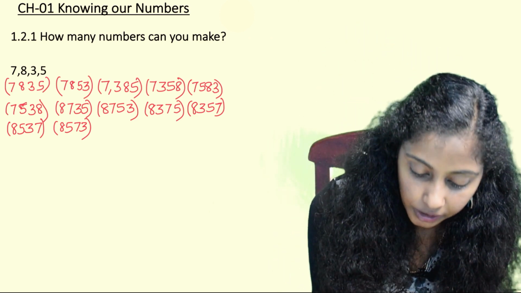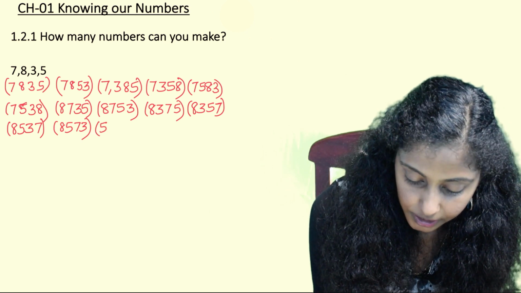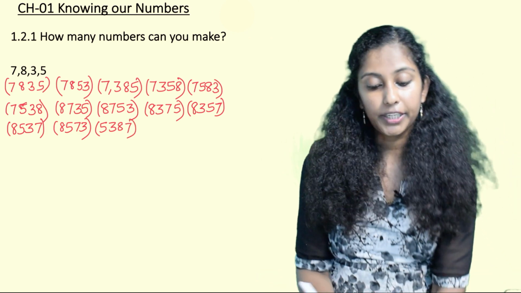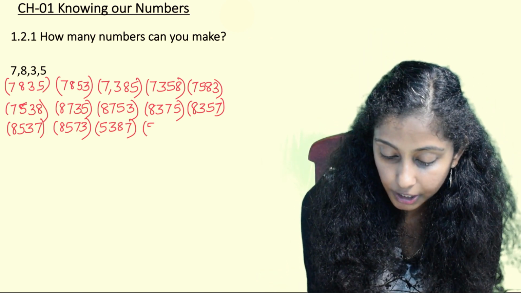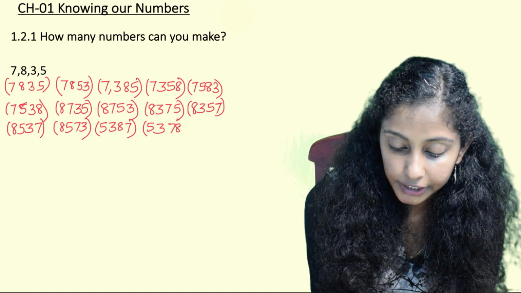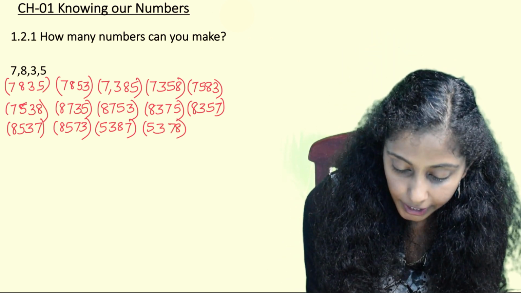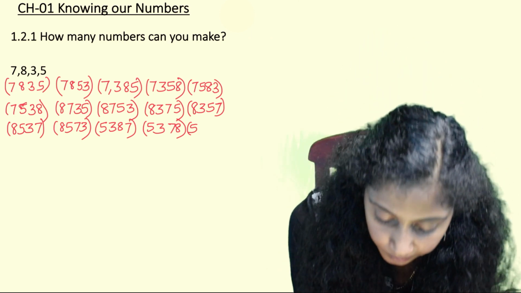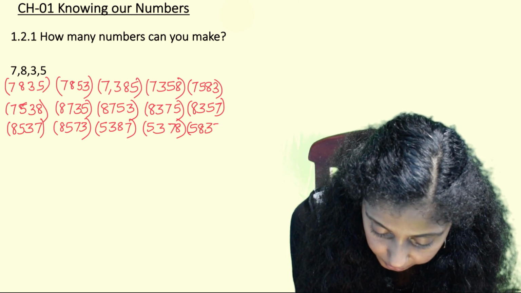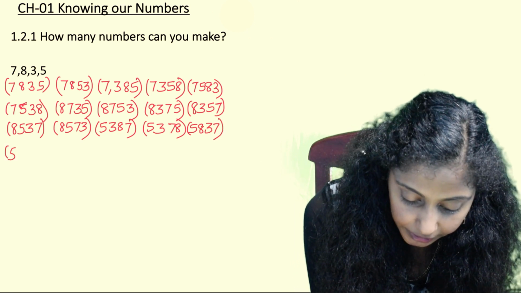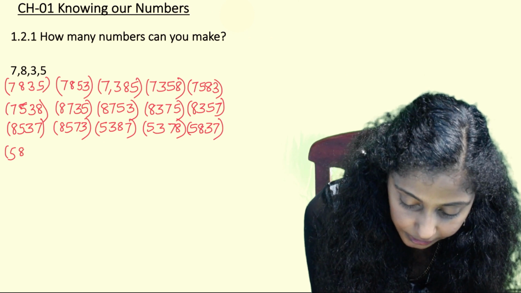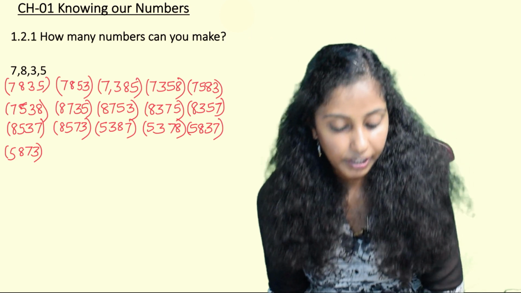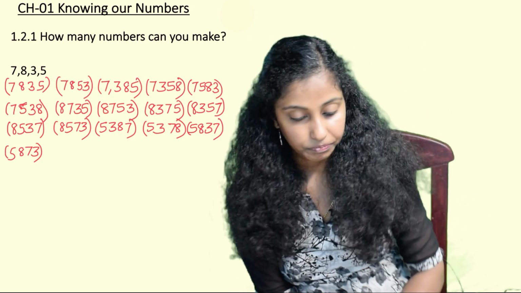Now let us do the same thing keeping 5 in the first place. 5 I am keeping in the first place, and the rest of the numbers I am writing later. 53 I kept, and then 87. Now again 5, 3, and then I change 87 to 78. Now I am keeping 5 in the first position, and I am bringing 8 in the next position. I am writing 37, and now again 5 I am writing as it is, 8 also I am writing as it is, and then I am writing 73. So these numbers are formed by keeping 5 in the first position.